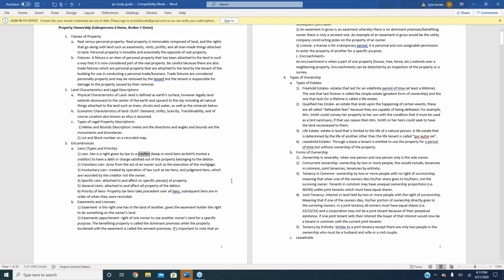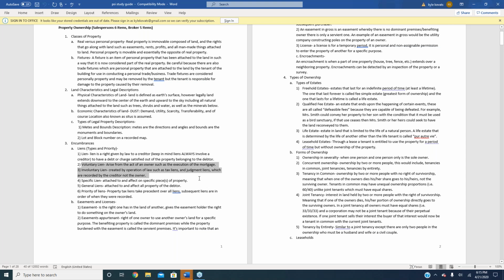There's a creditor involved. Getting into the different types of liens, with 2 and 3, we have voluntary and involuntary liens. A voluntary lien is one you raise your hand and ask for. A good example would be a mortgage. When I take out a loan to buy a home, nobody forces me to take out that loan. I take out that loan voluntarily. So a good example of a voluntary lien is a mortgage lien.